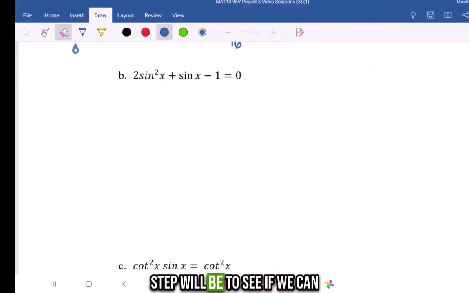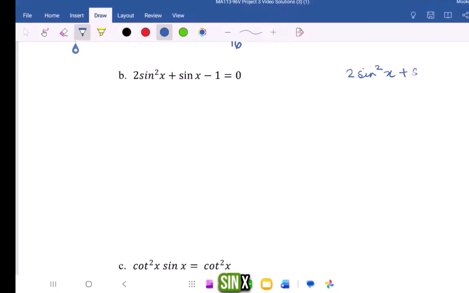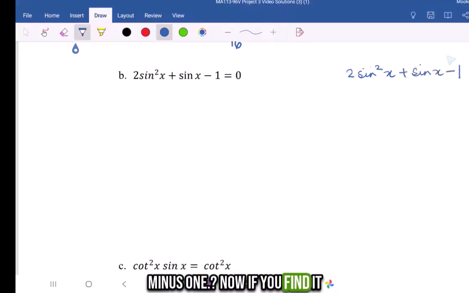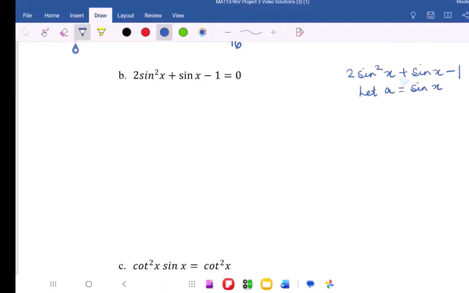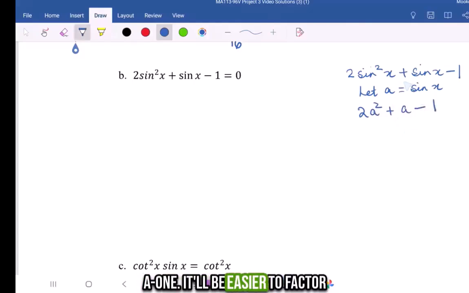Therefore, the first step would be to see if we can factor this out. So we have to factor 2 times sine squared x plus sine x minus 1. And I'm going to work it out on the side. Now, if you find it difficult to factor with an expression like sine x, as a temporary step, equate sine x with a. So I'm going to write below, let a equal sine of x. So we rewrite 2 sine squared x plus sine x minus 1 as 2 times a squared plus a minus 1. It'll be easier to factor this way.